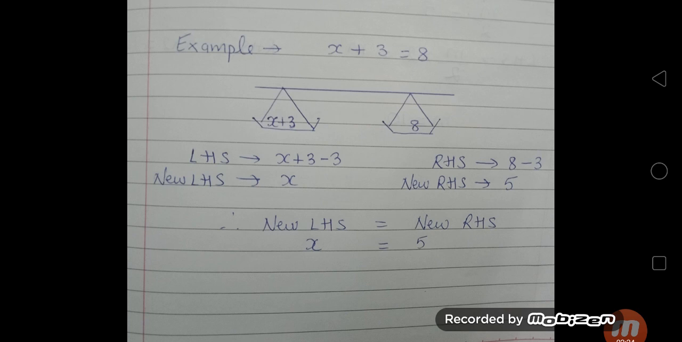And if you want to verify whether the solution which you have got, the value of variable x, is correct or not, you can substitute the value of x with 5 on the left hand side. It is x plus 3. If you substitute x with 5, it will become 5 plus 3, that is 8. And on the right hand side also it is 8.